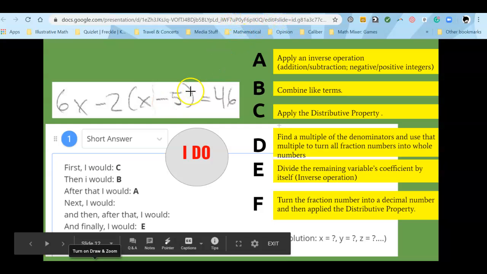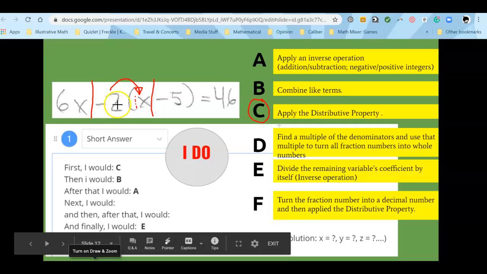So where's my eraser? There it is. So notice what happens here. It says first I would C, apply the distributive property. Use my smart cut here. Apply that out. And my invisible uno that we know here.